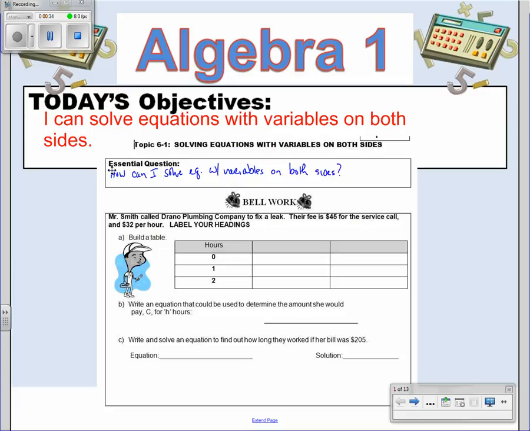By the end of this lesson, you should be able to answer that question, and we will when you fill in your summary. Today's bell work is a review problem. Mr. Smith called Drano Plumbing Company to fix a leak. Their fee is $45 for the service call and $32 per hour. We're going to use our table and then write and solve an equation to find out how long they worked if his bill was $205.